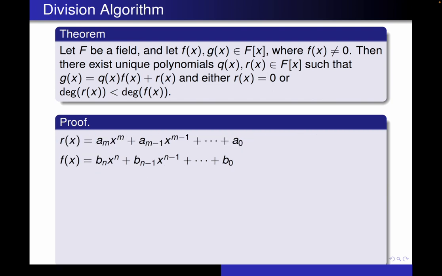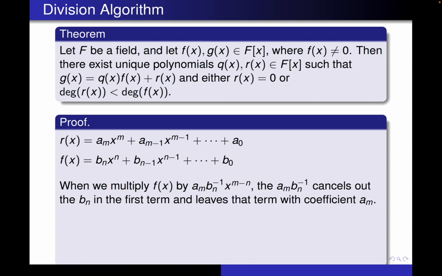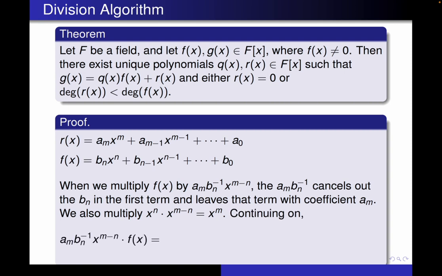All right, so just a reminder of what r of x and f of x are. And let's see what happens when we multiply f of x by a_m b_n inverse times x to the m minus n. Well, some interesting things happen. The first term, when we multiply, the b_n and the b_n inverse are going to cancel each other out, and that's just going to leave us with the coefficient a_m. And also that highest power of x, that x to the n, when we multiply it by x to the m minus n, we add the exponents, and that gives us x to the m. So when we multiply those out, we get a_m x to the m, just as we engineered things.